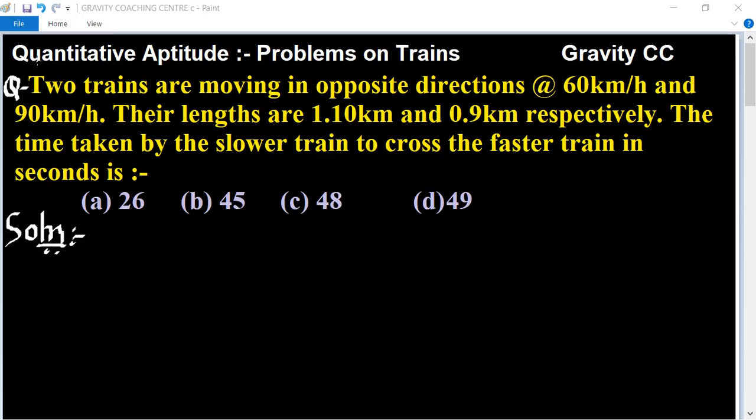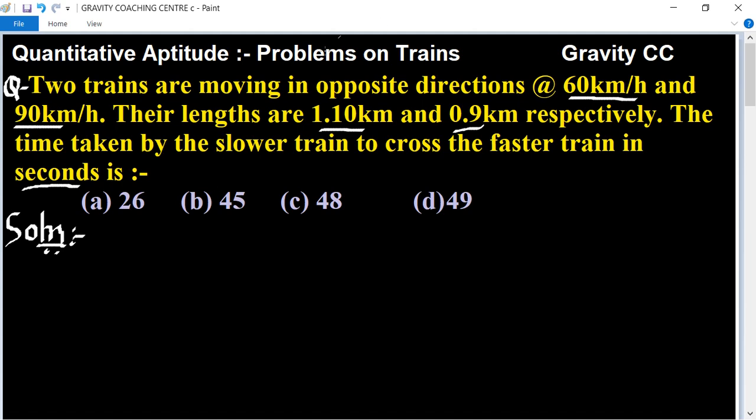Quantitative Aptitude, Chapter: Problems on Trains. Question: Two trains are moving in opposite directions at the rate of 60 km per hour and 90 km per hour, and their lengths are 1.10 km and 0.9 km respectively. Find the time taken by the slower train to cross the faster train, in seconds. So in this question, two trains and their speeds are given, 60 and 90 km per hour, and their lengths are also given. So how much time will they take to cross each other?